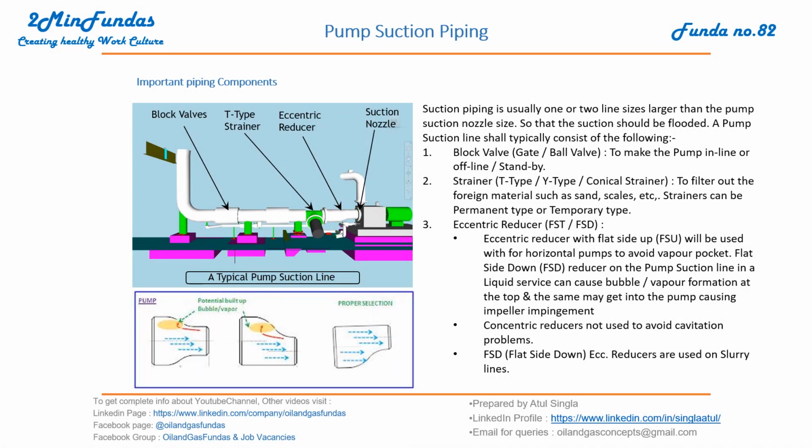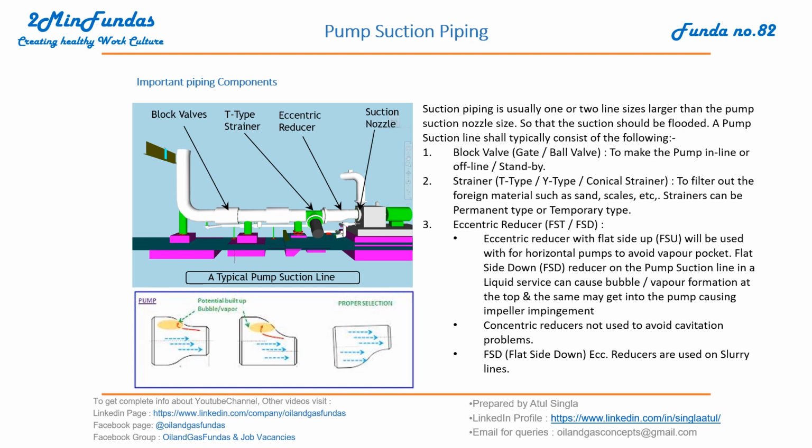So if you see, this is a typical suction line. This is the line connecting the pump nozzle with the eccentric reducer, which is located here. We have one T-type strainer here and one block valve along with some draining arrangement. So this is a typical piping arrangement for the suction line.